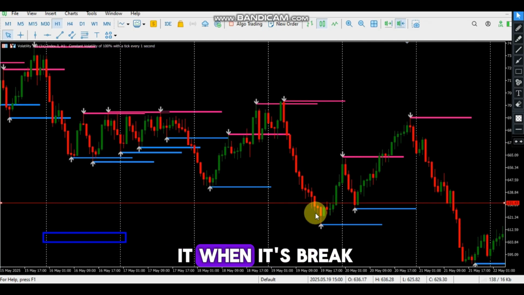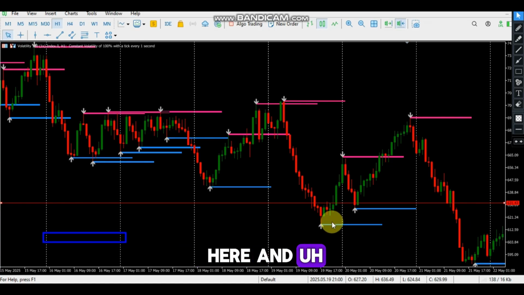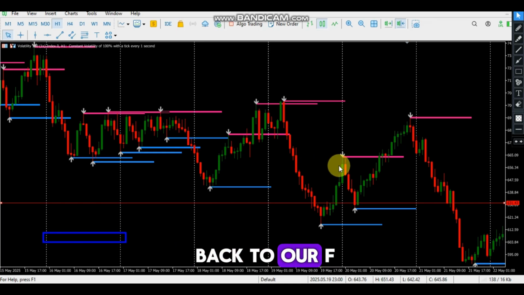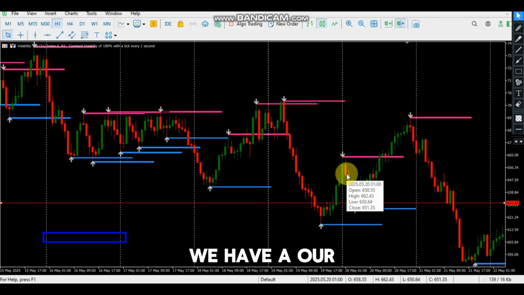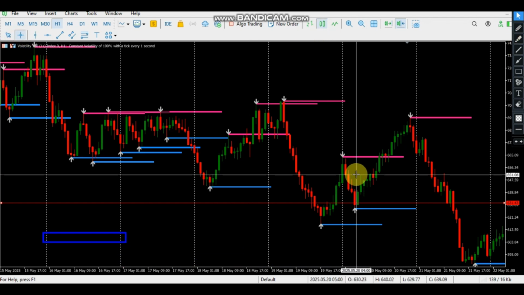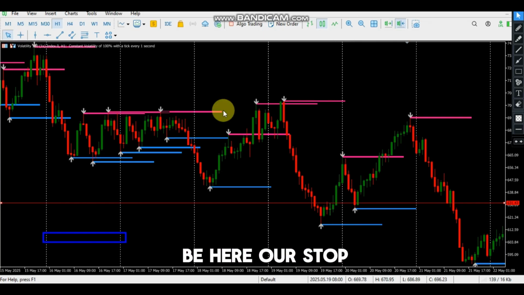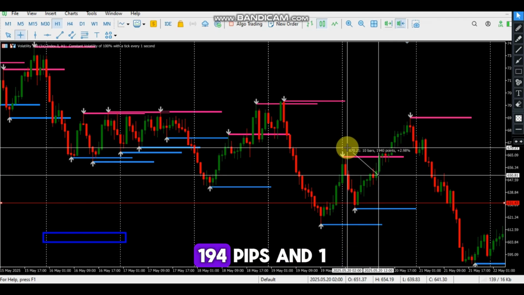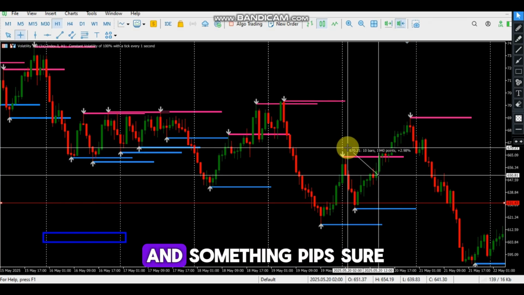When it breaks it here and reverses back, it comes to our FVG. There is an FVG here and an FVG here. It's come back to our FVG, and we have our reverse candle here, which means our stop loss will be here. How many pips is that? 194 pips, and at 1:2, that will be 300-something pips.